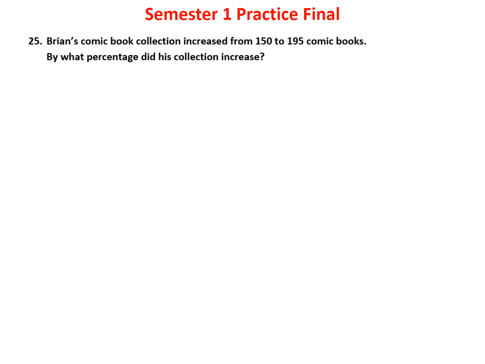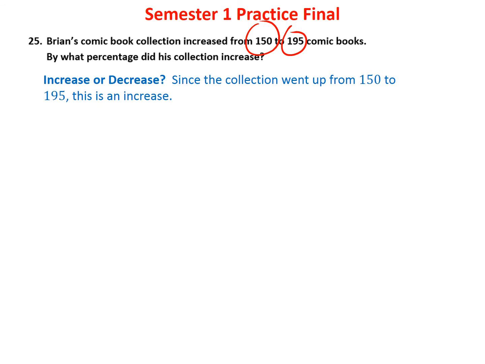Problem 25. Brian's comic book collection increased from 150 books to 195. By what percentage did his collection increase? All right. So first question, did it go up or down? And the answer is, since the collection went up from 150 to 195, obviously this is an increase. So we're looking for a percentage increase. So step one, let's find out how much it went up. Well, 195 minus 150, it went up 45 comic books.